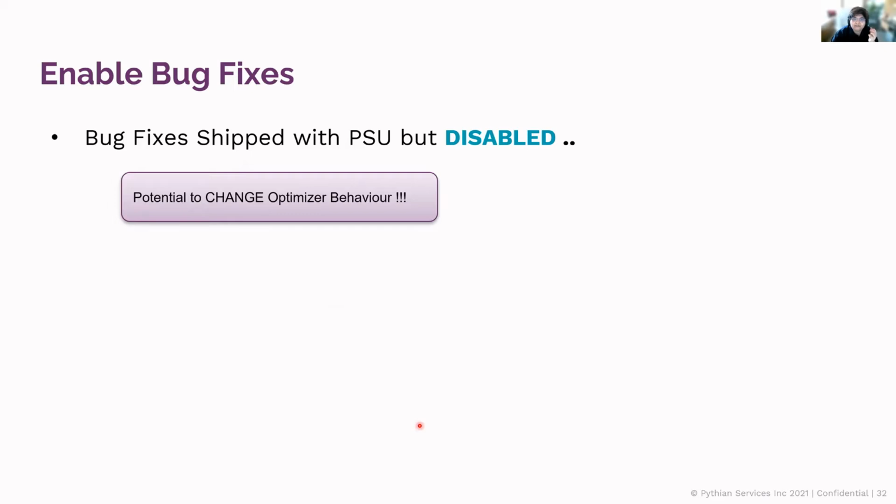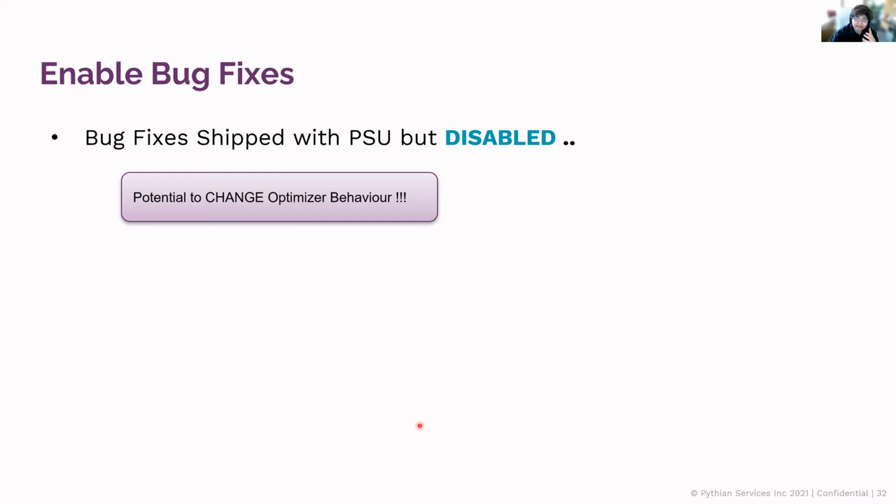So if you're just applying a RU, or just doing security patching, it is probably not recommended to enable those optimizer bug fixes, unless you are, of course, doing end-to-end application testing. If you're doing the testing, go ahead and enable them. But if not, it's probably not a good idea.